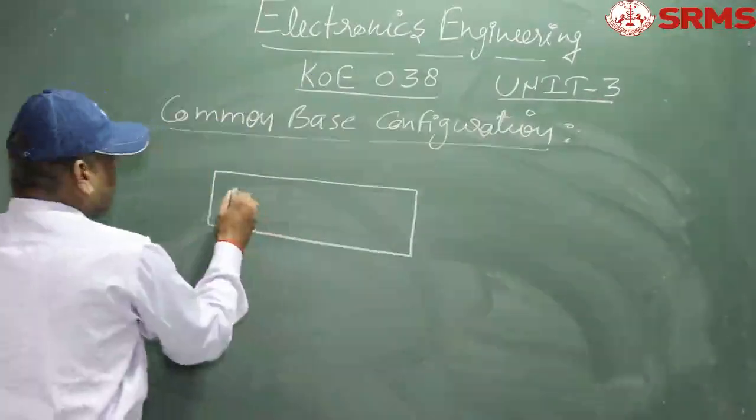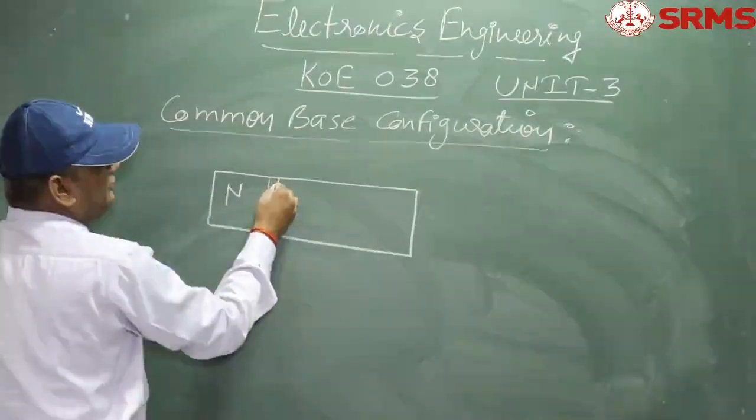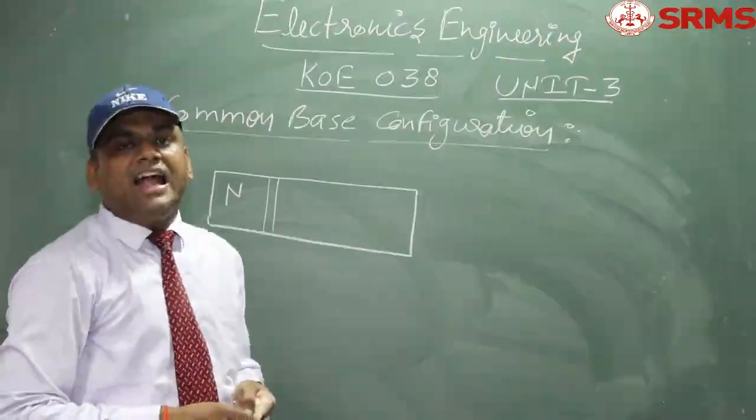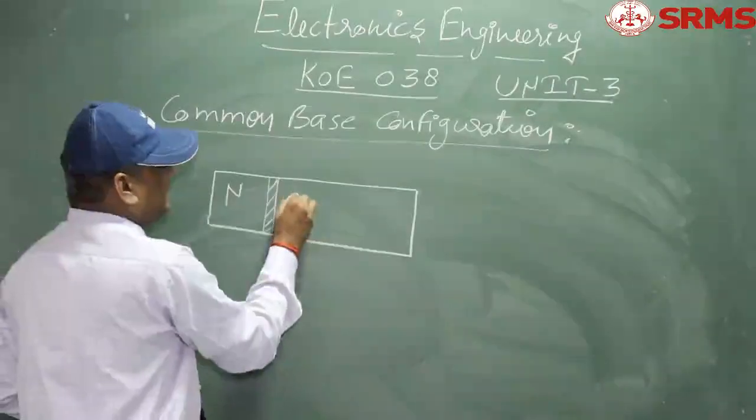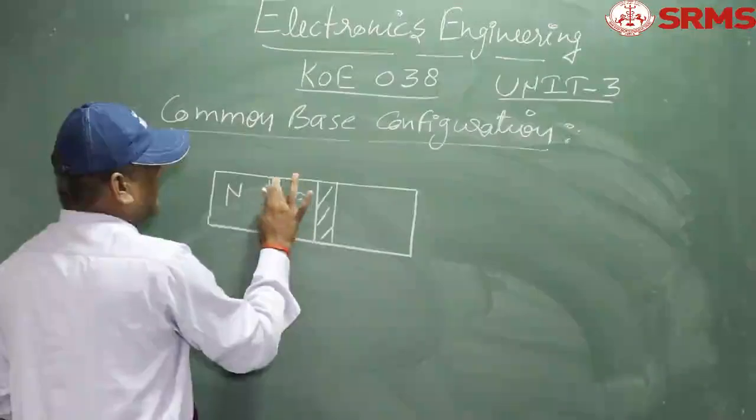Is that clear? Now look at here. Let us assume this is N region. This is your depletion region. It will contain the positive immobile ions as well as negative immobile ions. But I am not going to show it. Is it clear? This is P, and here this is again depletion region.